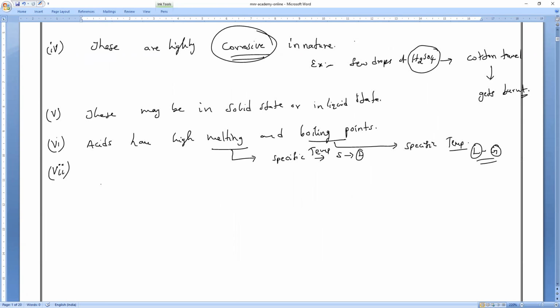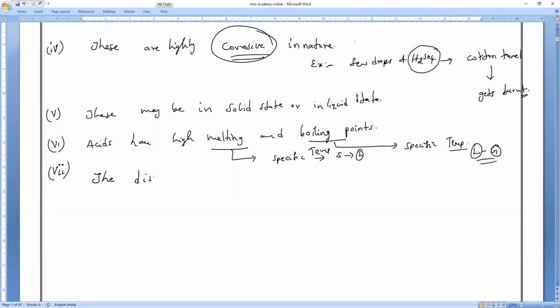Next. So we all know, yesterday I taught you, if you want to dilute acids, we need to add water to acid or acid to water. Acid to water. Because why? They are highly what reactions? Exothermic reactions. Highly exothermic reactions. That is what. So please note it.